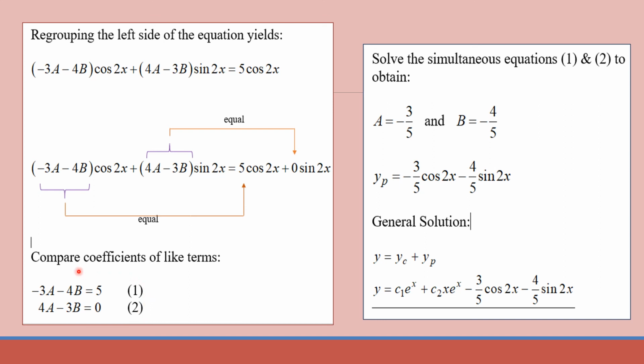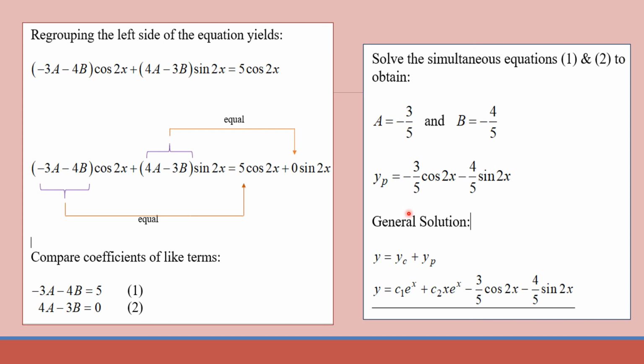So what we have now is simultaneous equations which we can solve. Try and solve these simultaneous equations yourself, and you will get the following answers. A is negative 3 over 5 and B is negative 4 over 5. Once you've got the values for A and B, we can substitute into the YP. YP initially is A cos 2x plus B sin 2x, but we now know that A is negative 3 over 5 and B is negative 4 over 5. So this is the form of the particular solution YP.